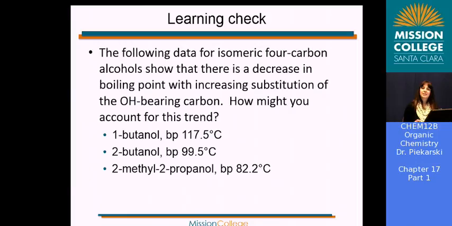And then finally, we're going to stop right here. We're going to pause the video. Based on the following data for the isomeric 4-carbon alcohols, there's data for the boiling points. How might you account for this trend? So I'm going to pause the video here. You can check your work with me on the next video when we start again.